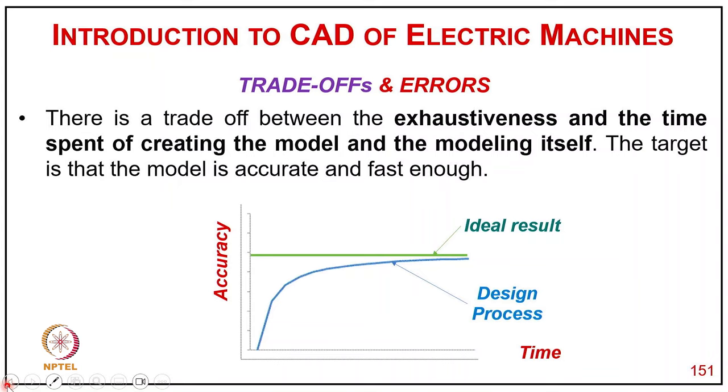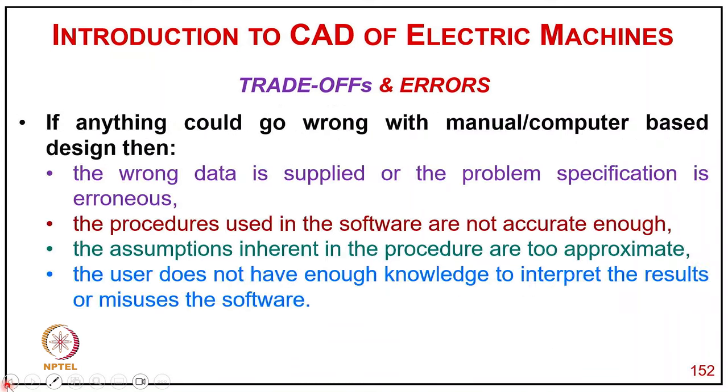So the target is that the model is accurate and fast enough. We have an ideal result, but we have a design process starting from typically the final, reaching the target as an engineering solution. Now, anything could go wrong with manual or computer-based design: wrong data is applied to the problem specification erroneously, the procedures using software are not accurate enough, the assumptions inherent in the procedure are too approximate, or the user does not have enough knowledge to interpret the result or misuses the software.